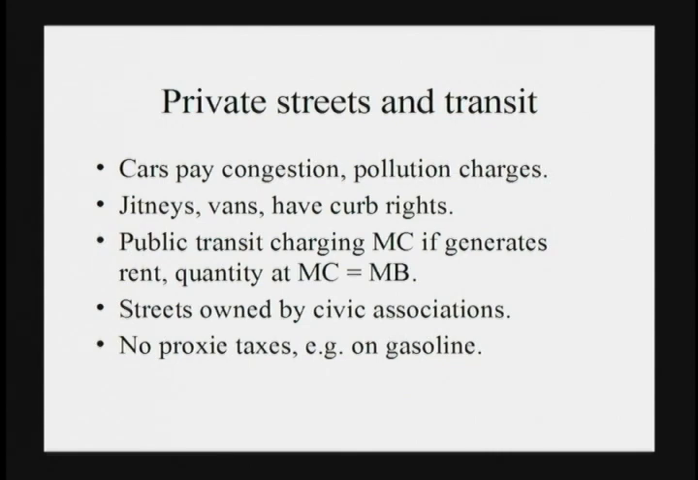The streets could be owned by civic associations. There's a community called Rossmore near Walnut Creek. It's a retirement community. It owns its streets and maintains its streets, and it has its own public transit at no charge to the user. It's all paid for by the assessments of the homeowners. And with a private transit system and private roads, there would be no proxy taxes like a gasoline tax.